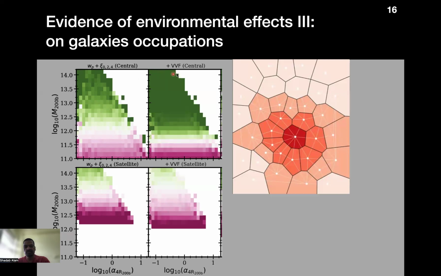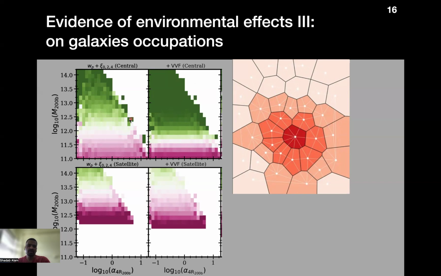And so one of the quantities which we have written about is called the Voronoi volume function. What this is, let's say you have discrete tracers, such as galaxies tracing the cosmic web. You can essentially tessellate the field around these galaxies using a Voronoi tessellation scheme and calculate the volume of each of these cells. And then you can look at the distribution of this volume itself.